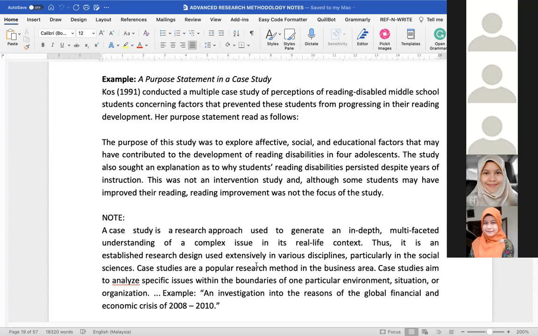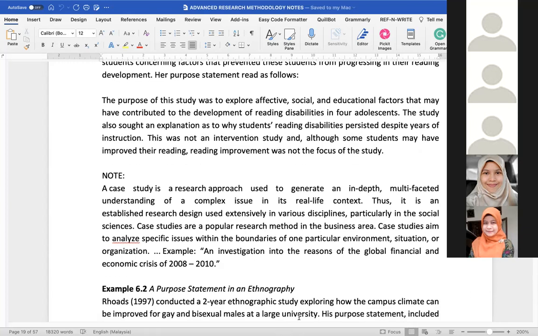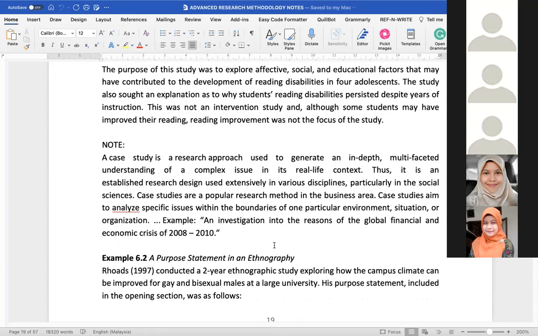Case studies are a popular research method in the business area. Case studies aim to analyze specific issues within the boundaries of a particular environment, situation, or organization. So this is an example of a topic: an investigation into the reasons of the global financial and economic crisis of 2008 to 2010.